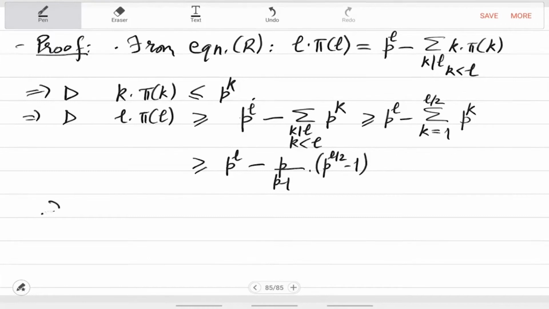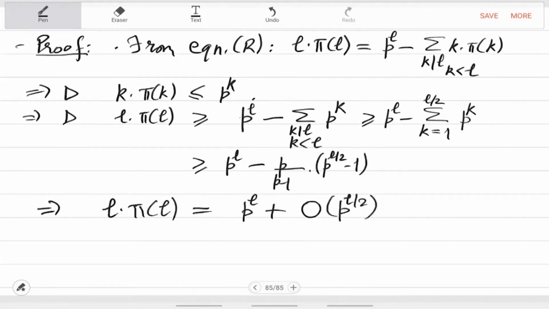So this means that L pi L is equal to p raised to L plus big O of p raised to L by 2. Right, so the main term is p raised to L and the error term is square root of that. So that is the second statement in the theorem.